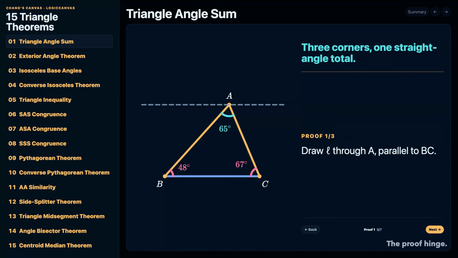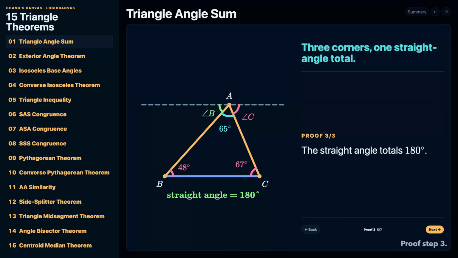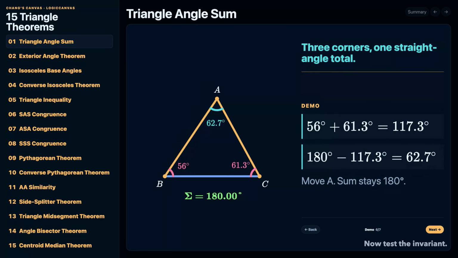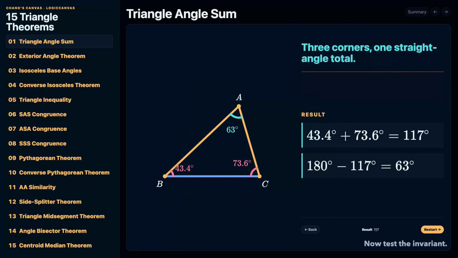For the proof, construct a parallel through point A. Next, parallel lines transfer both base angles to the apex. Next, those three adjacent angles fill a straight line. Now move vertex A. All three angles change together, yet their sum remains 180 degrees. That invariant is the theorem.